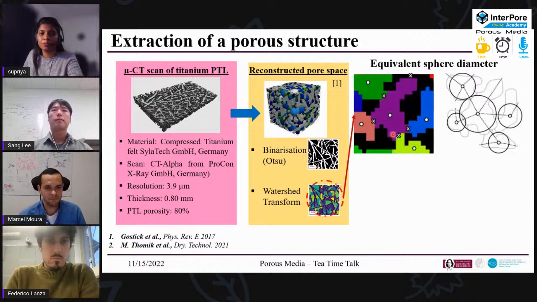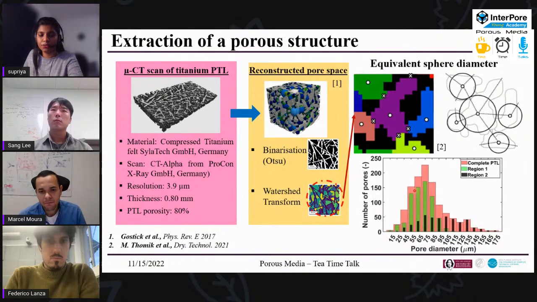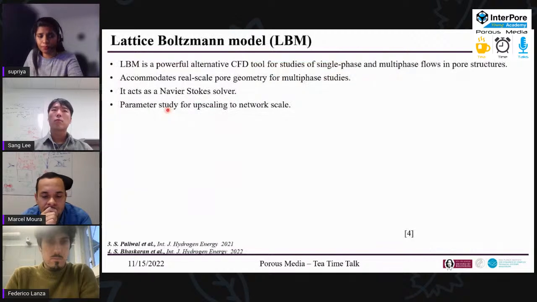Here basically we inscribe a sphere into the pore spaces and try to find the size of the pore space. So we have the different pore diameters across the PTL structure. And this might vary if we go for a smaller cross section, or we could also see it for different regions across the PTL structure. So what is basically the lattice Boltzmann model?